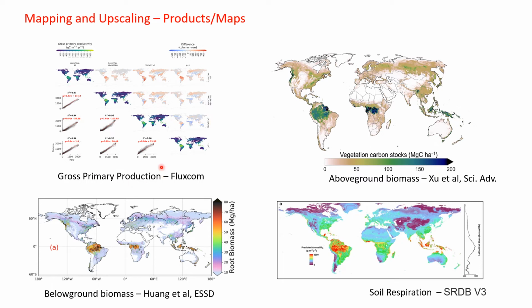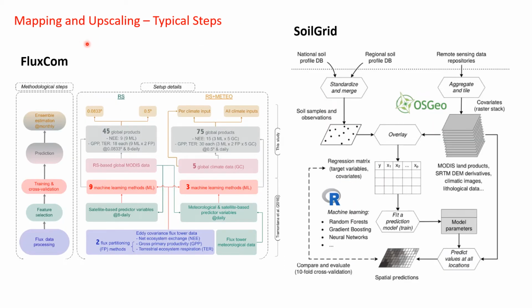For example, the gross primary production from FLUXCOM, the above ground biomass, the below ground biomass, and the soil respiration. These maps are generated from machine learning models trained with site level samples. For mapping and upscaling, as shown by the flowchart of FLUXCOM and SoilGrids, typically, initially we spend quite a lot of time to prepare our samples to standardize our target and also a lot of covariates.